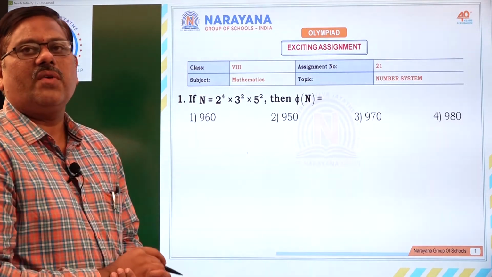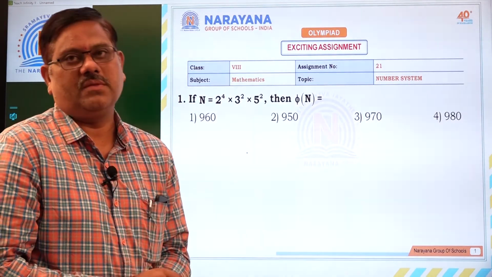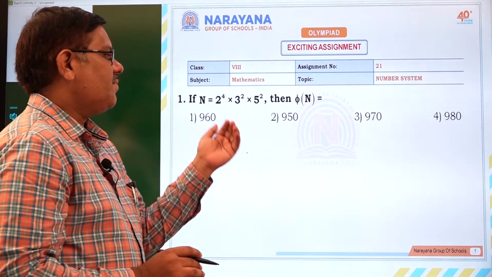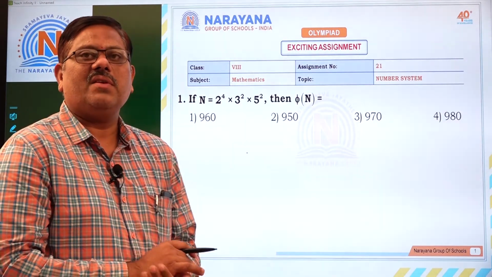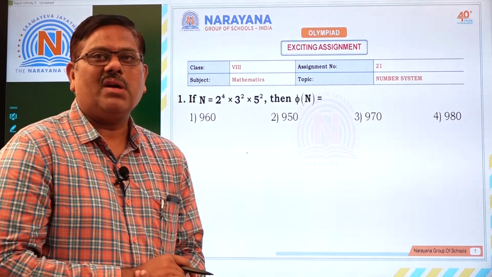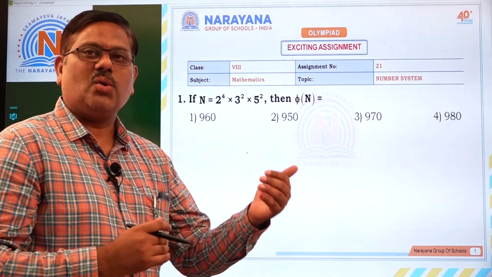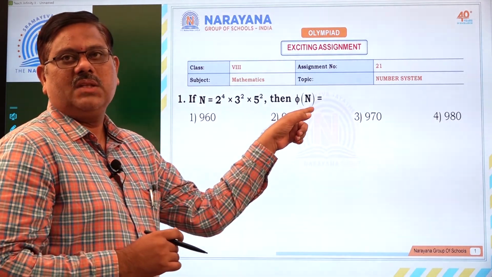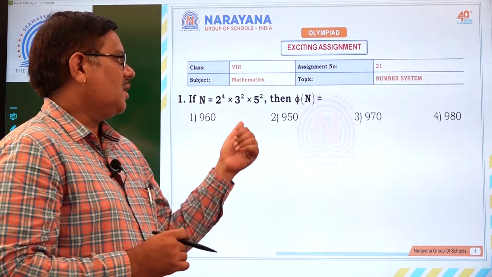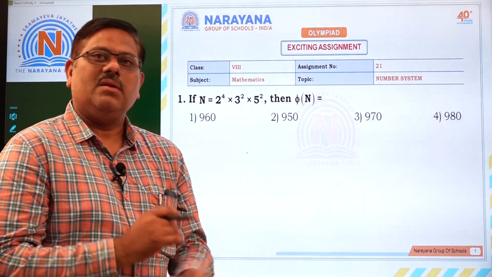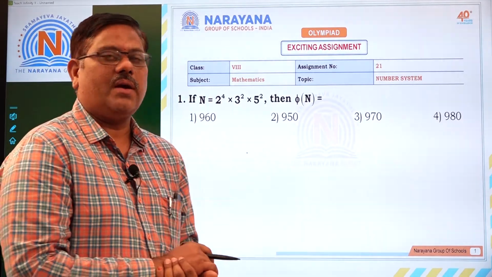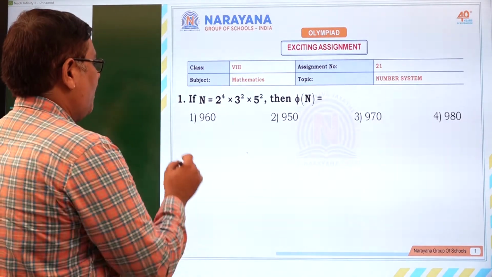Phi of n is what we call the Euler totient function. Okay, what does phi of n give us? Phi of n is going to give you the number of natural numbers that are co-prime to the given number n, which are less than it, of course. Okay. Now, what is the formula for phi of n?